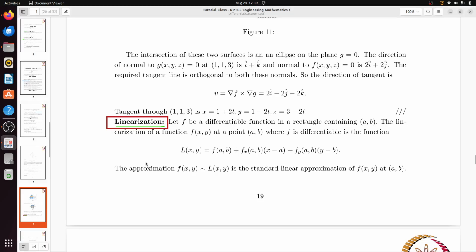Okay, so hi everybody. In today's class I will discuss a very important aspect, and that aspect is called linearization, and then I will proceed to Taylor's theorem. So first of all, what we basically mean by saying linearization. Linearization means it is some kind of approximation. What kind of approximation?